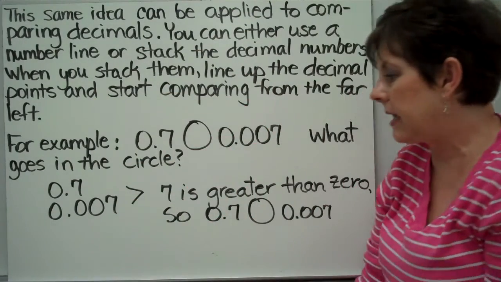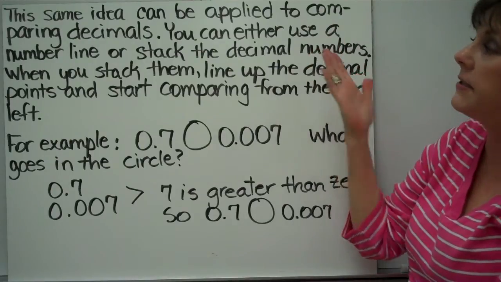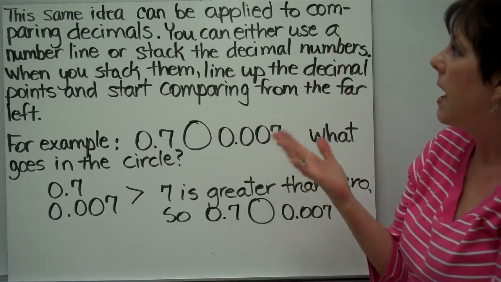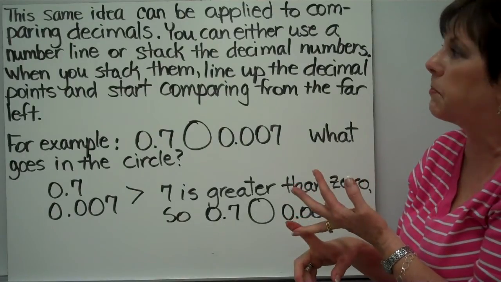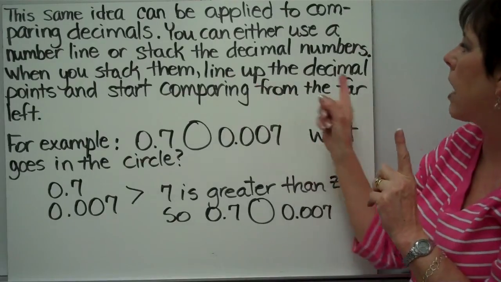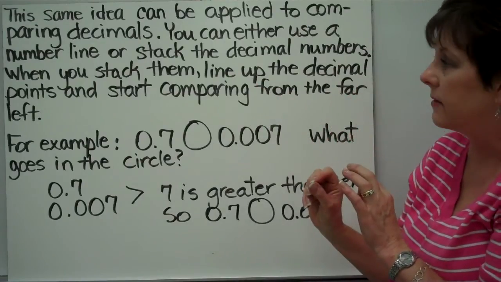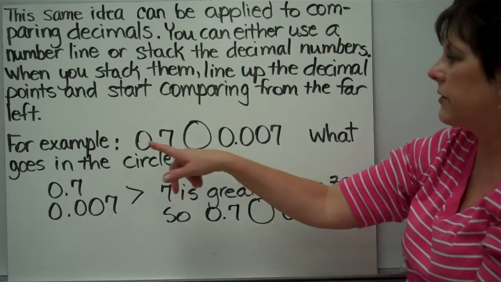Now, this same idea of comparing whole numbers can be applied to comparing decimals. You can either use the number line or you can stack the decimal numbers. When you stack them, though, make sure that you line up the decimal points and start comparing from the far left.